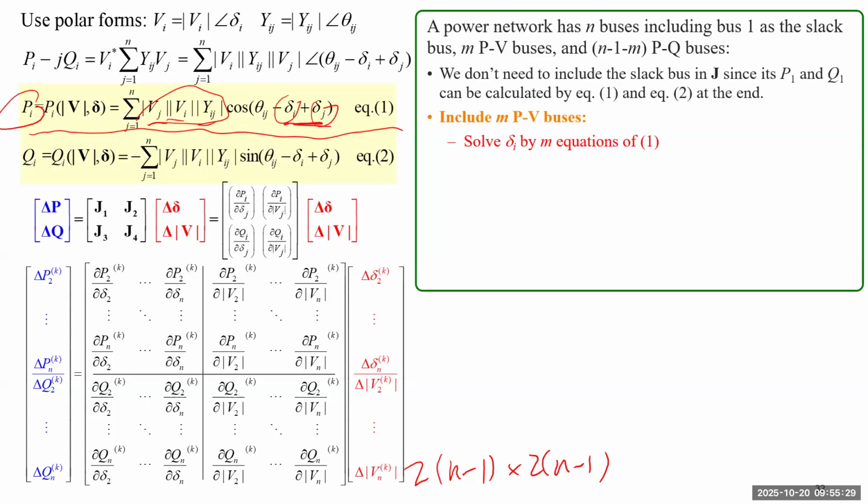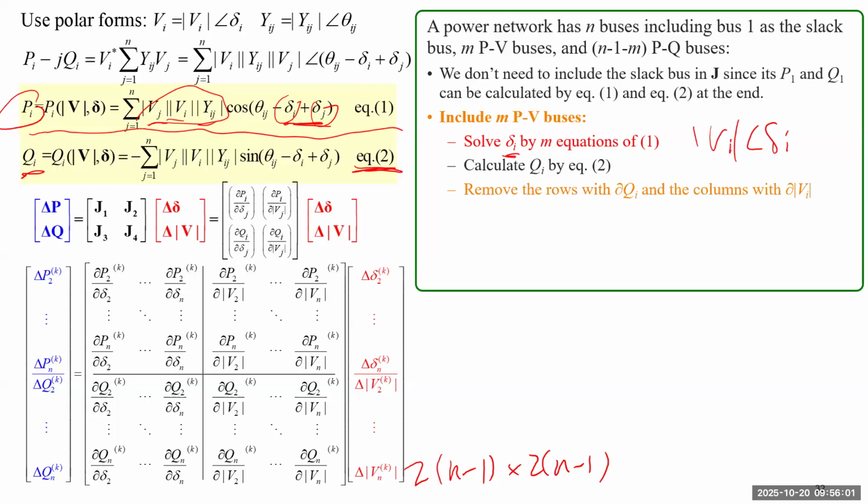So we definitely need to include elements in the Jacobian matrix about angle. That's for sure. But we don't have to include the equation about Q, because once we know the voltage absolute value and angle, we can use the second equation to calculate Q. We don't have to utilize the Jacobian to help us iterate, because the smaller the Jacobian, the easier to calculate the inverse. So we don't need to include Q in the Jacobian.